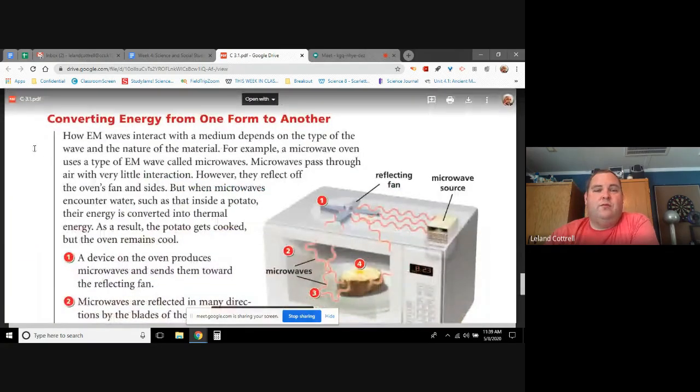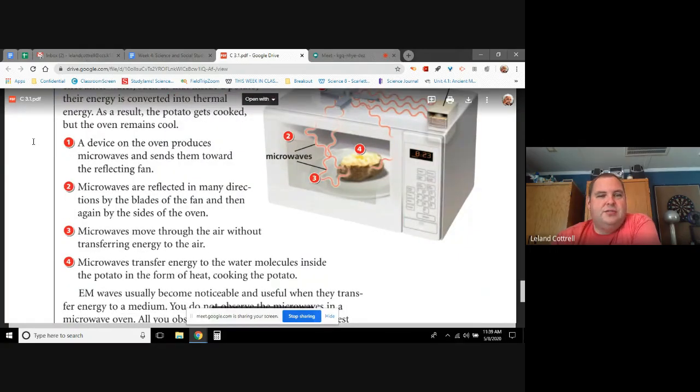Converting energy from one form to another. How EM waves interact with a medium depends on the type of wave and the nature of the material. For example, a microwave oven uses a type of EM wave called microwaves. Microwaves pass through air with very little interaction. However, they reflect off the oven's fan and sides. But when microwaves encounter water, such as that inside a potato, their energy is converted into thermal energy. As a result, the potato gets cooked, but the oven remains cool.